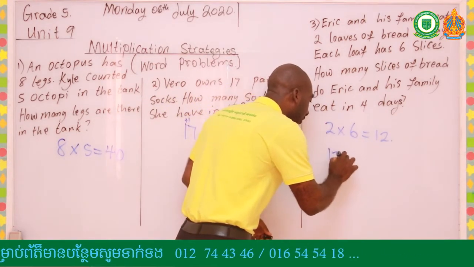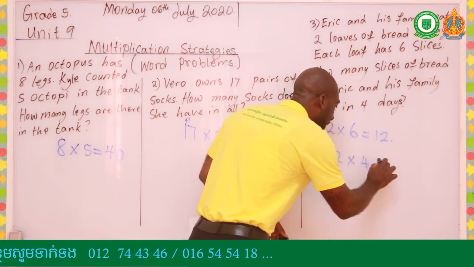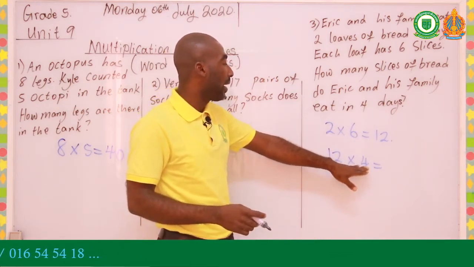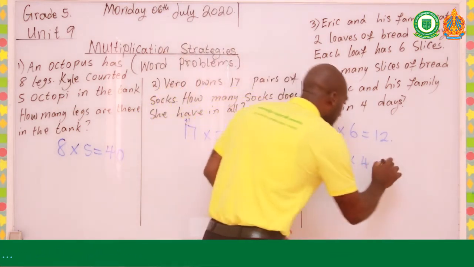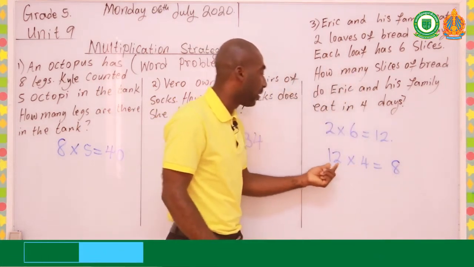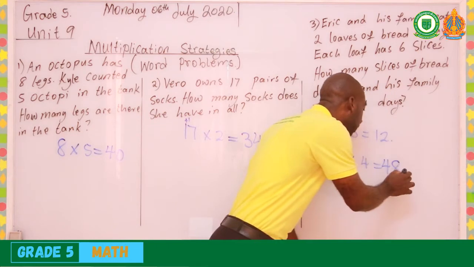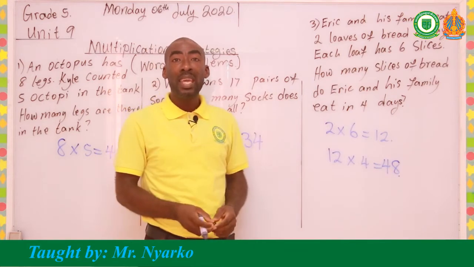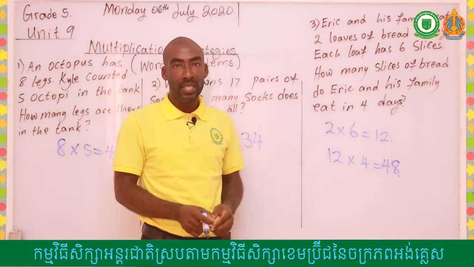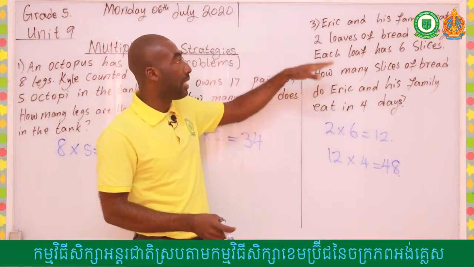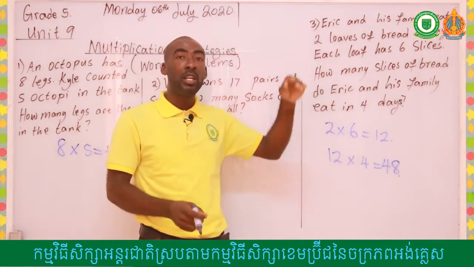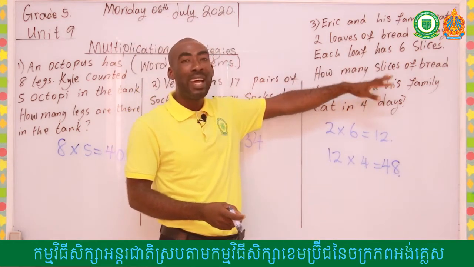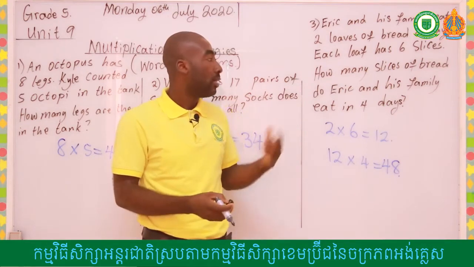So you bring your 12 and then you multiply by 4, which is the number of days that they eat this kind of bread. Okay, so now we multiply 4 by 2 and that will give us 8. And then 4 multiplied by 1, that will give us 4. So in total, or in 4 days, they will be eating 48 slices of bread. Okay, so always try to understand the question. The question is not asking you about the number of breads that they eat, but the question is asking you about the number of slices that they eat for 4 days.